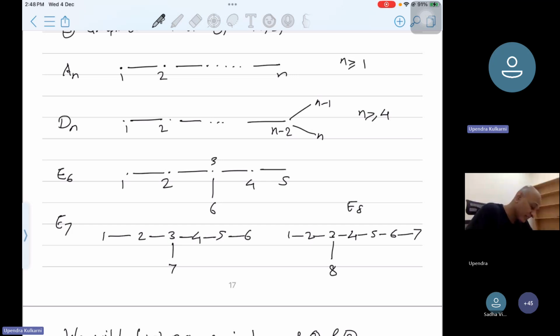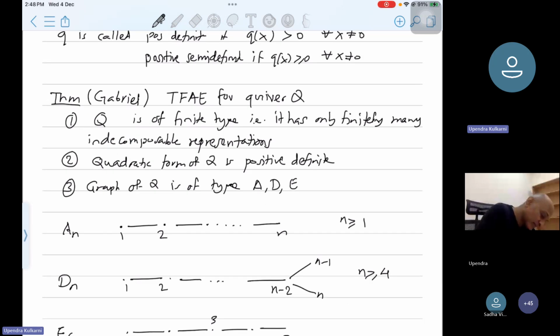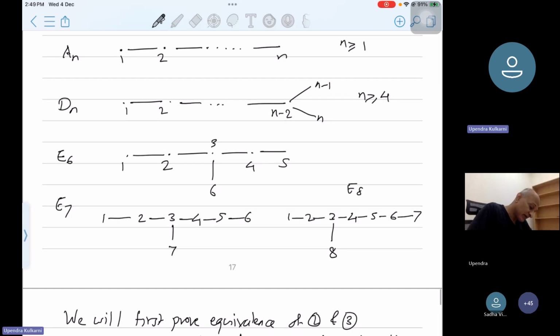So this is type D. The reason for taking n at least equal to 4 is that if n is up to 3, then you are just going to recreate type A_n. I should say one thing for a connected quiver: the graph should be connected.